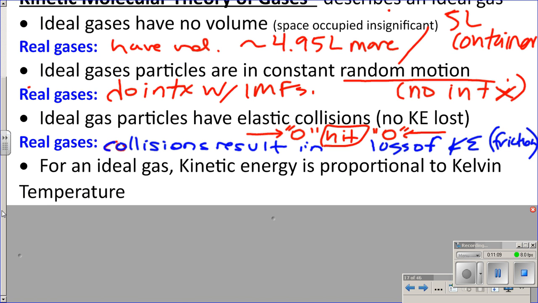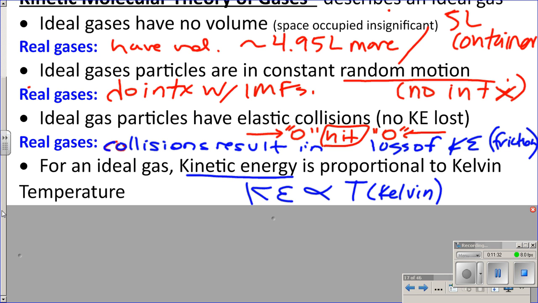Next, okay, there's a bunch of little details about the kinetic molecular theory. I told you explanations are long. They're not like laws. They're long and detailed. Let's touch on interactions. For ideal gases, kinetic energy is proportional to Kelvin temperature. The little fish symbol means proportional.